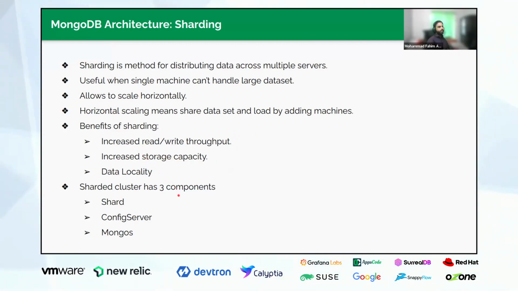A benefit of sharding is that it increases the read and write throughput, because as you have multiple shards, you can read and write on both of the shards simultaneously. So your read and write throughput becomes higher. You can run more read and write operations in parallel. And you have increased storage capacity, as I told you earlier. You have 10 terabytes of capacity on each server. If you have 10 servers, you have a total of 100 terabytes of capacity.